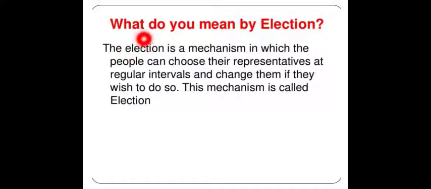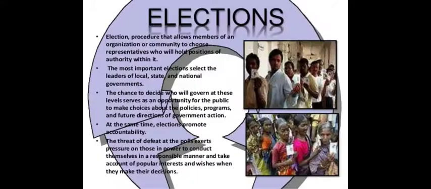First, what do you mean by election? Children, the election is the mechanism in which the people can choose their representatives at regular intervals and can change them after 5 years if they wish to. If they don't want to go with the existing party, they can change. This right people have got in our country. This mechanism is called election.